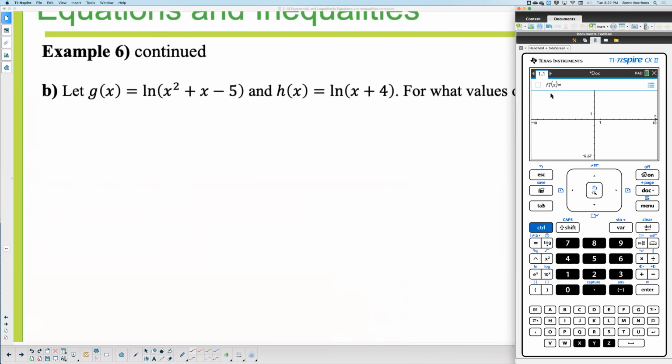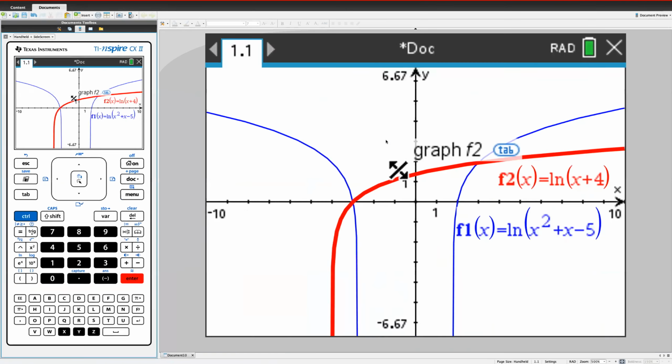Equation g is going to be f1, so it's going to be the natural log of x squared plus x minus 5. And then our h is going to be the natural log of x plus 4. All right, now I'm going to go add some values.